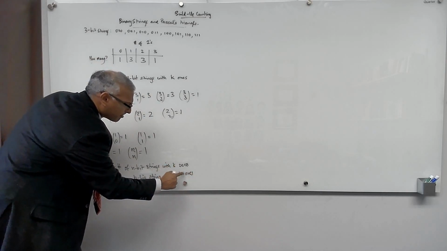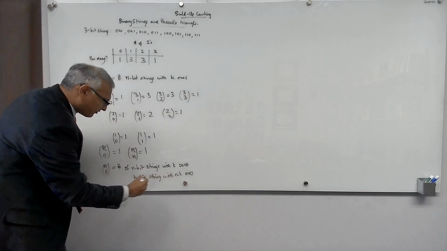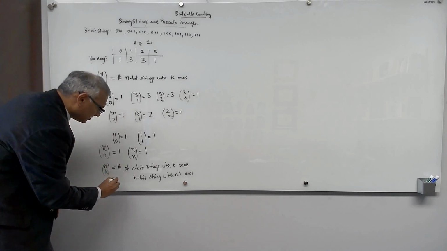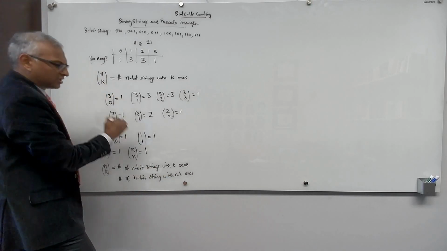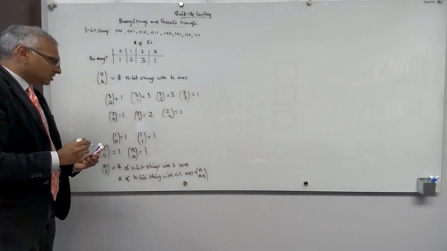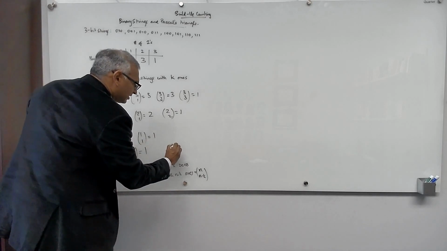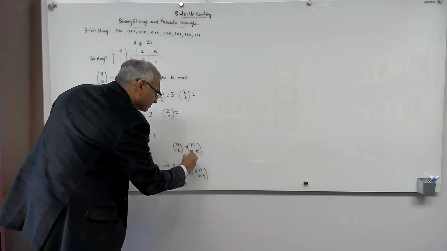Okay? And so the number of n-bit strings with k zeros is the number of n-bit strings with n minus k ones. Okay? And we know what that is. That's exactly this notation that we developed. That's (n choose n minus k). So what we have developed is an interesting identity. We have developed the identity (n choose k) is equal to (n choose n minus k). It's a sort of a symmetry relationship.